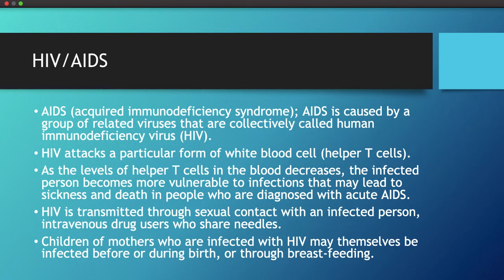HIV is transmitted through sexual contact with an infected person, and by intravenous drug users who share needles. This is the only way that you'd be able to contract HIV. Just by giving someone a hug or something like that, you're not going to get HIV. You need to mix those bodily fluids. Children of mothers who are infected with HIV may themselves be infected before or during birth or through breastfeeding. So many children born to mothers that have HIV end up contracting it as well.